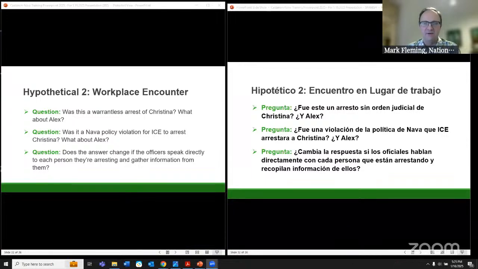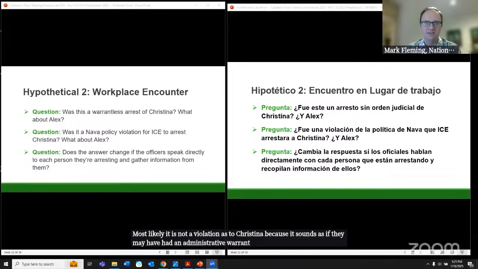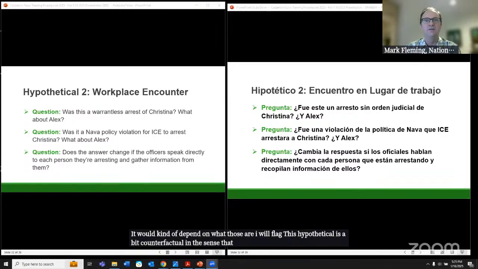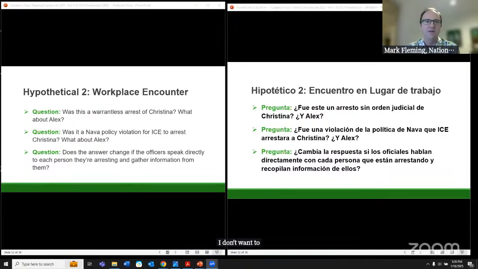Most likely it is not a violation as to Cristina because it sounds as if they may have had an administrative warrant for her arrest, because they had documents authorizing arrests. It would depend on what those are. I will flag this hypothetical is a bit counterfactual in the sense that in traditional experience, ICE has never had a list of people whom they already had warrants for their arrest at the time of worksite enforcement. So I don't want to suggest that that is something that's common. As to Alex, absolutely, it's a violation.